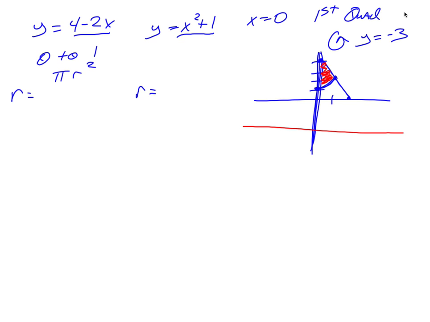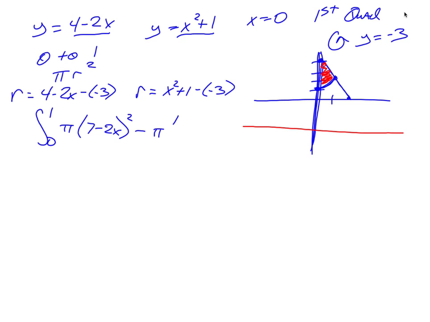So what is my first r? 4 minus 2x minus negative 3. And what's my second one? X squared plus 1 minus negative 3. So we integrate from 0 to 1, pi times 7 minus 2x, squared. I've got another pi, and that is x squared plus 4, squared, dx. And I'm set up. We can just earn 2 points.